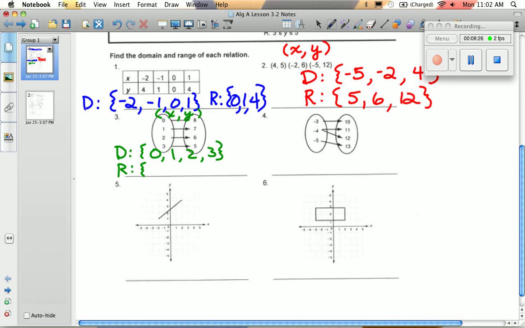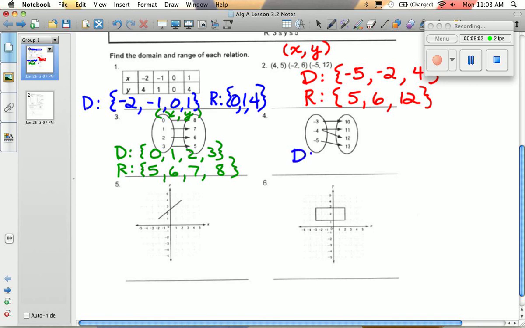So did anybody look up above to get an idea of how to do these? Remember I said there's examples above? The first oval is representing all the X's and the second oval is representing all the Y's. So what is our range? Good, a new hand, Isaac. 5, 6, 7, 8, in numerical order. Okay. Anybody have questions about that one?